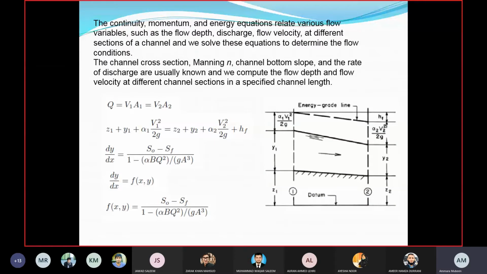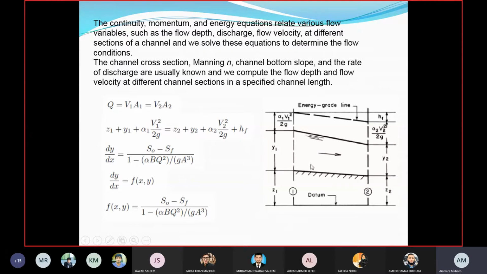So let's check the governing equations again. You know what the continuity equation is? It is Q is equal to V multiplied by area of cross section. Then the second equation is the energy equation. The energy equation says that the sum of energy at one section is equal to the sum of energy at any other section.